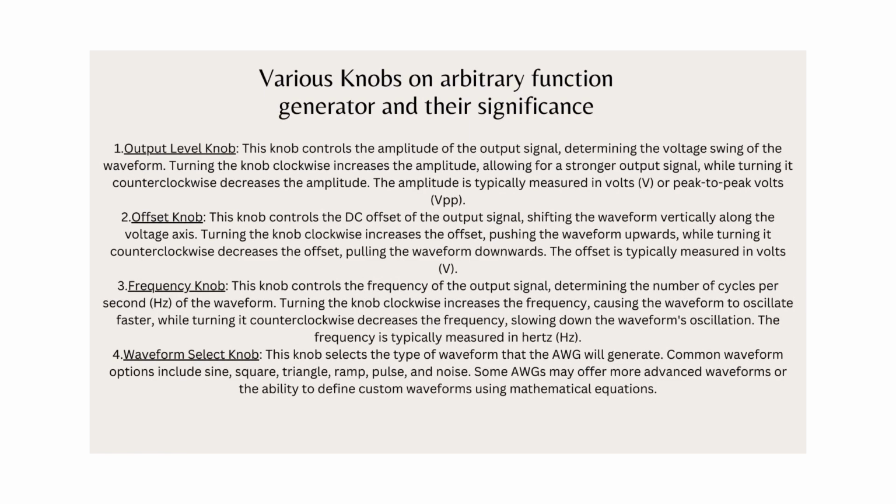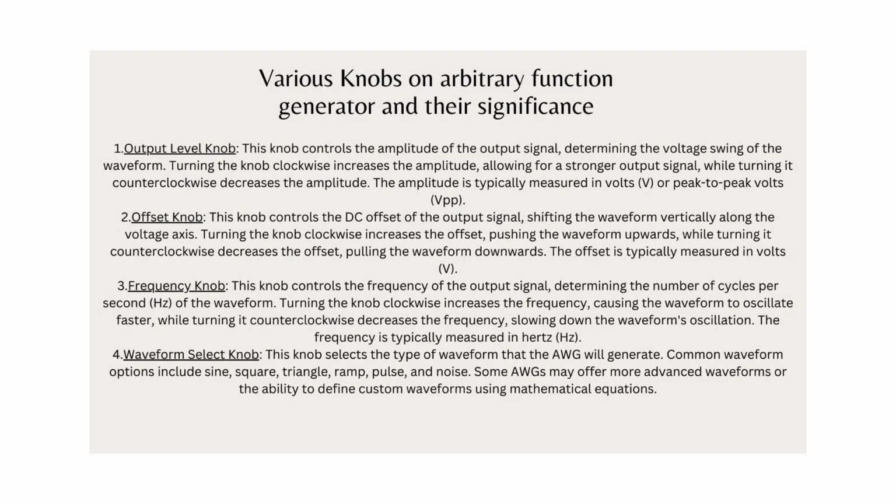Now we talk about the various knobs on the arbitrary function generator and their significance. Mentioned below, the knobs are the output level knob, offset knob, frequency knob, and waveform select knob. So what does the output level knob do? This knob controls the amplitude of the output signal, determining the voltage swing of the waveform. Turning the knob clockwise increases the amplitude, allowing for a stronger output signal, while turning it counterclockwise decreases the amplitude.